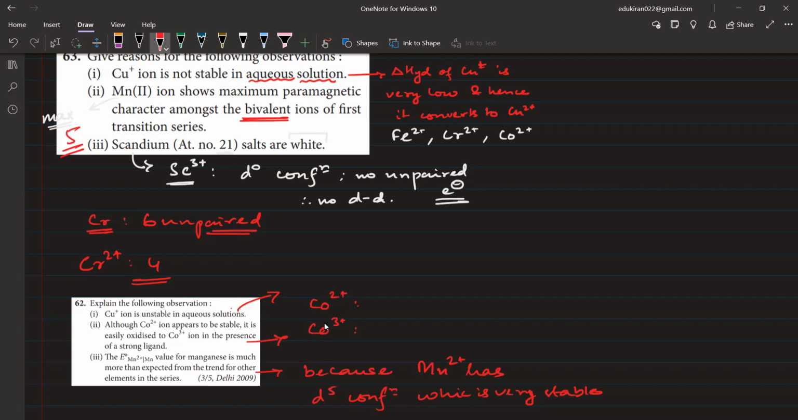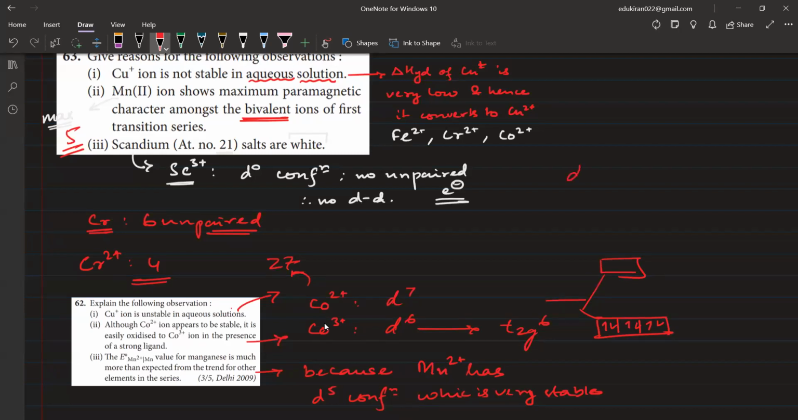This cobalt is what? 27, na? So in 2+ it is going to have d7. Co3+ it is going to have d6. Okay? So when you have got 6, you should remember t2g6. Fully filled t2g orbital. Again splitting, okay?